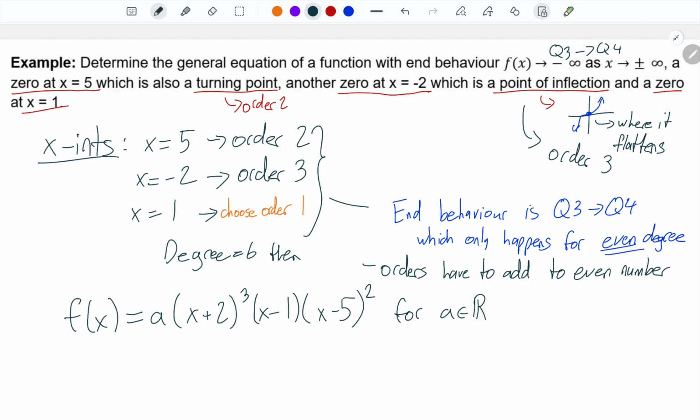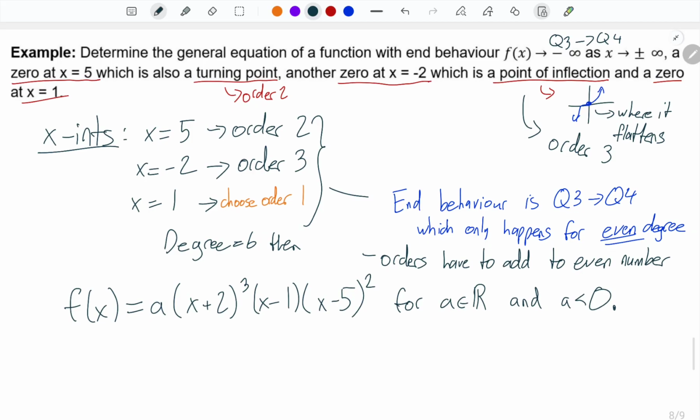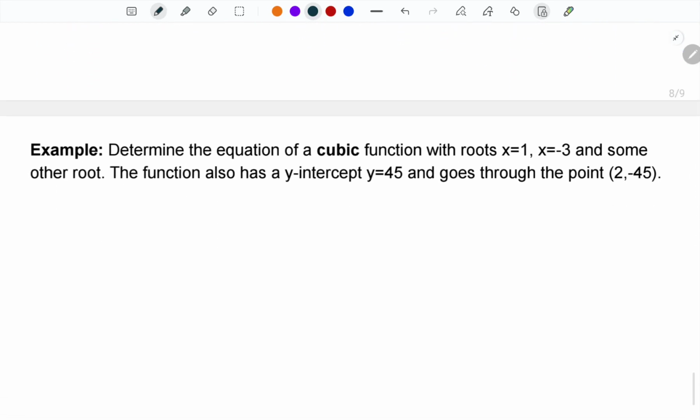So that is the general equation, because we don't have any sort of actual point on this function that we can use to figure out what the lead coefficient is. All we know is that a is some real number, and not only that, by the end behavior, since we're going down to negative infinity, a must be less than 0, because we need a negative lead coefficient. Okay, so let's look at that situation there.